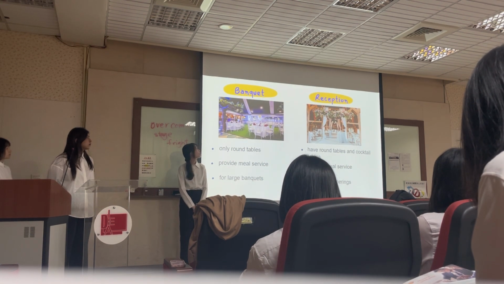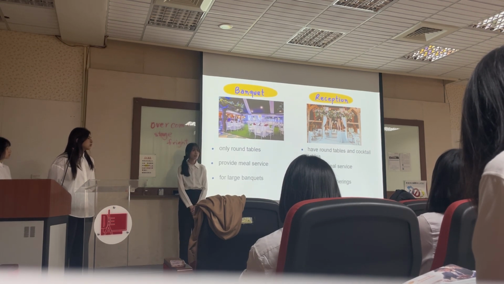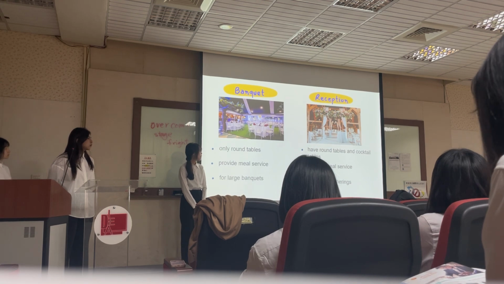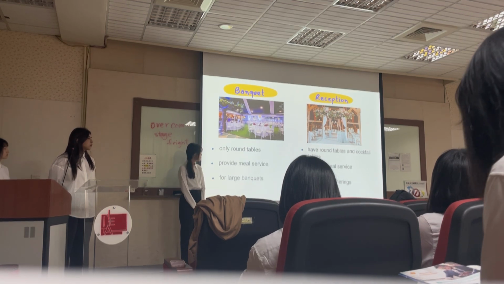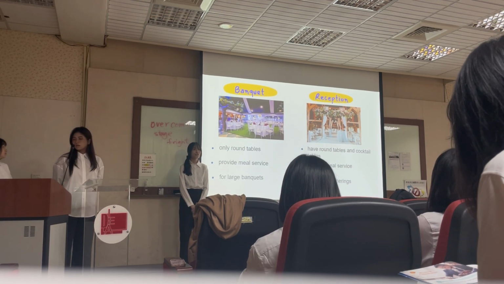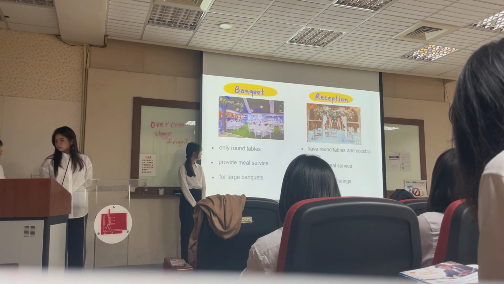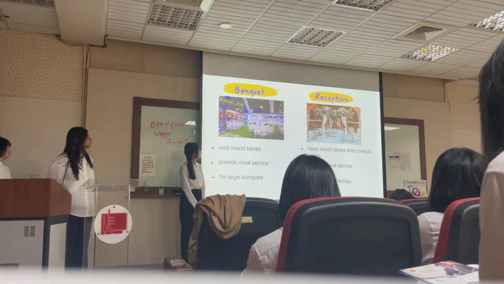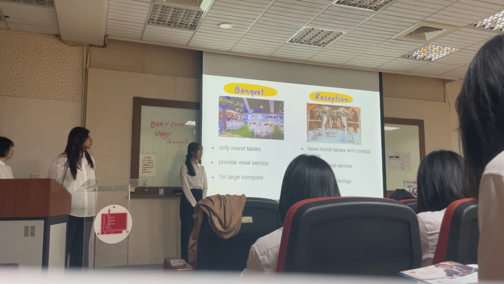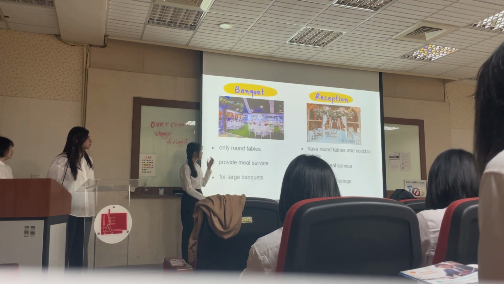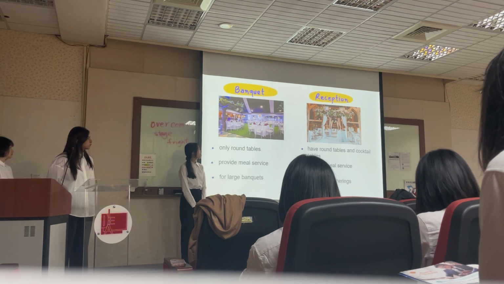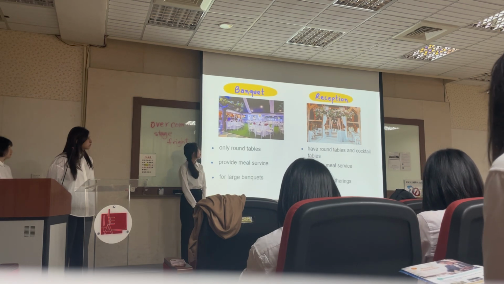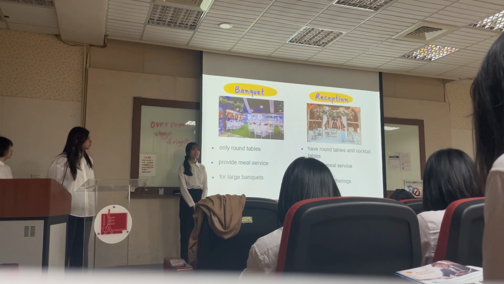Next, I will introduce banquet and reception. Banquet only has round tables, and reception has round tables and cocktail tables. Both banquet and reception provide meal service. Banquet is suitable for formal banquets, and reception is usually for social gatherings. After the introduction, I believe you all have a better understanding of the 6 venues.